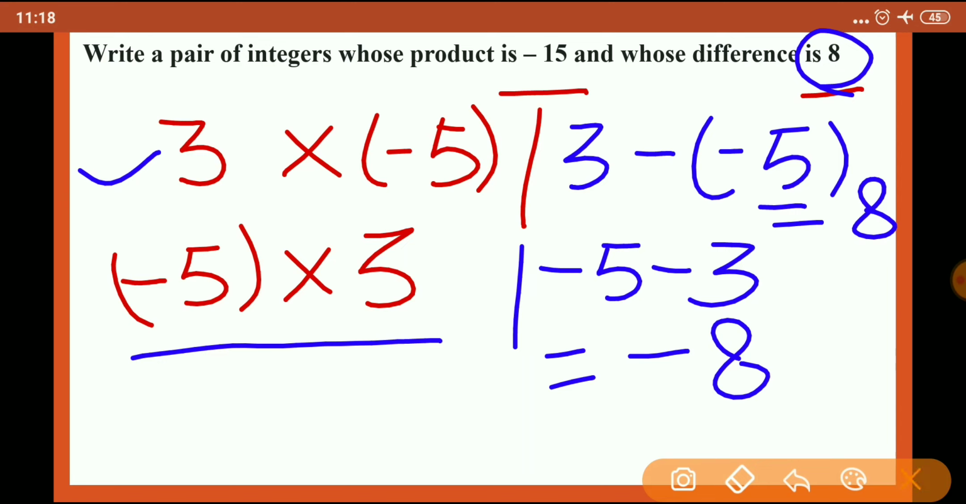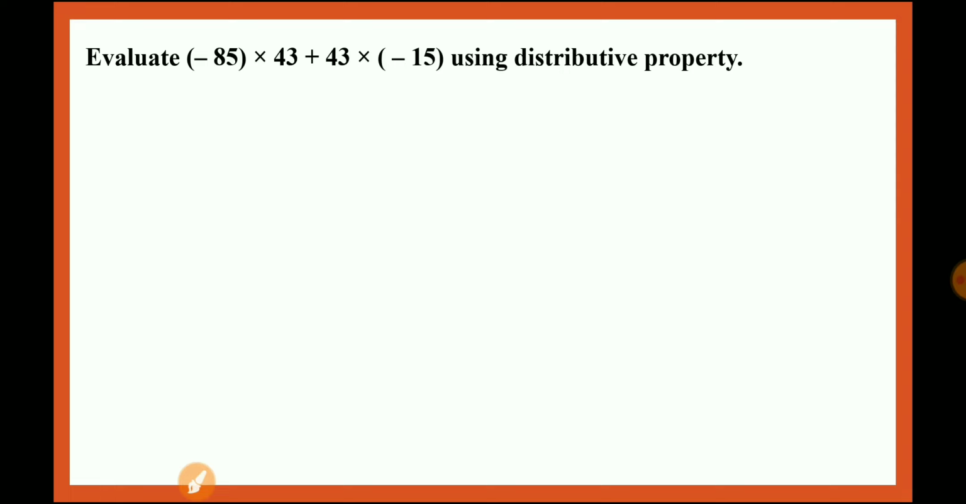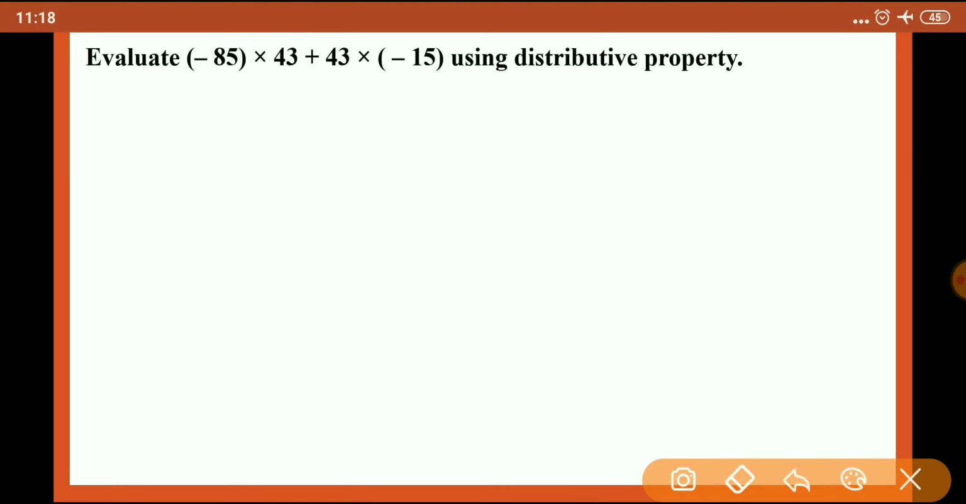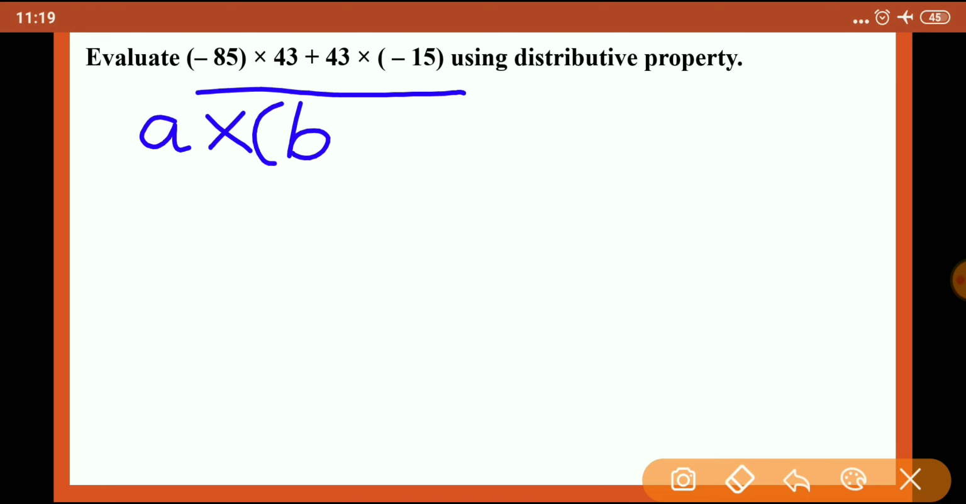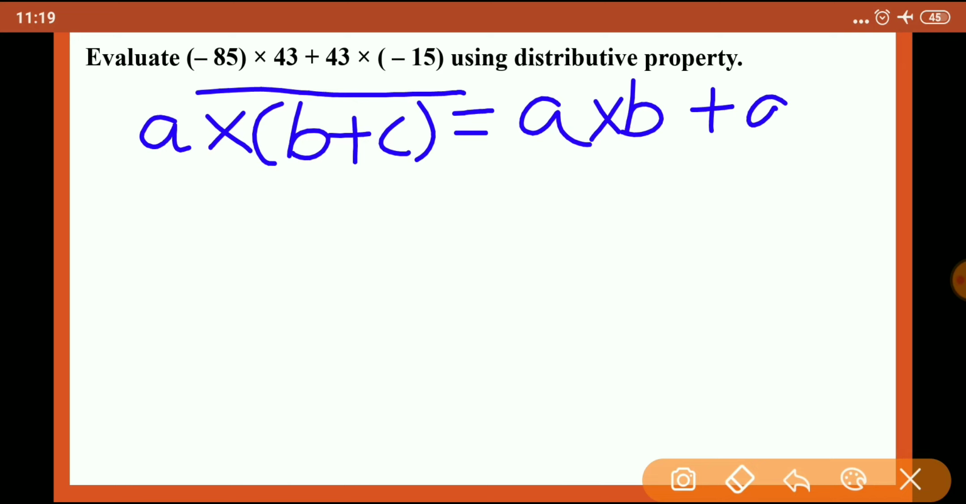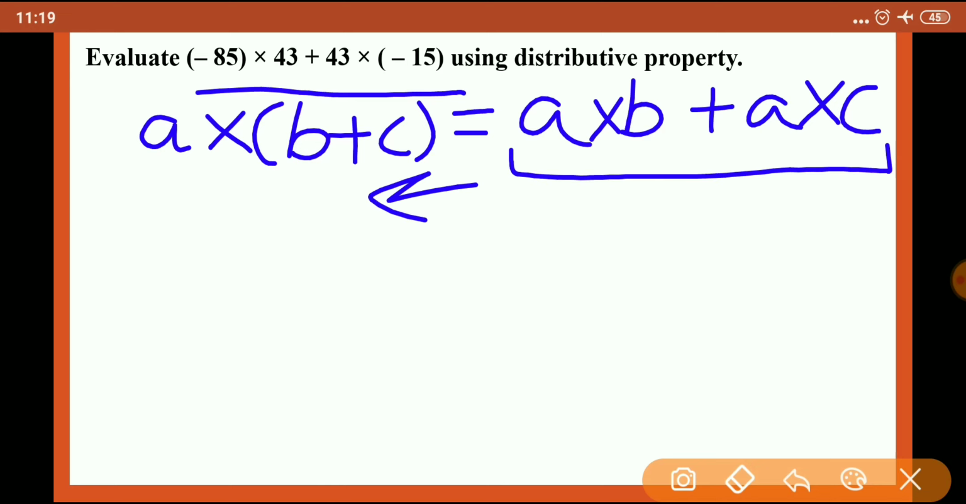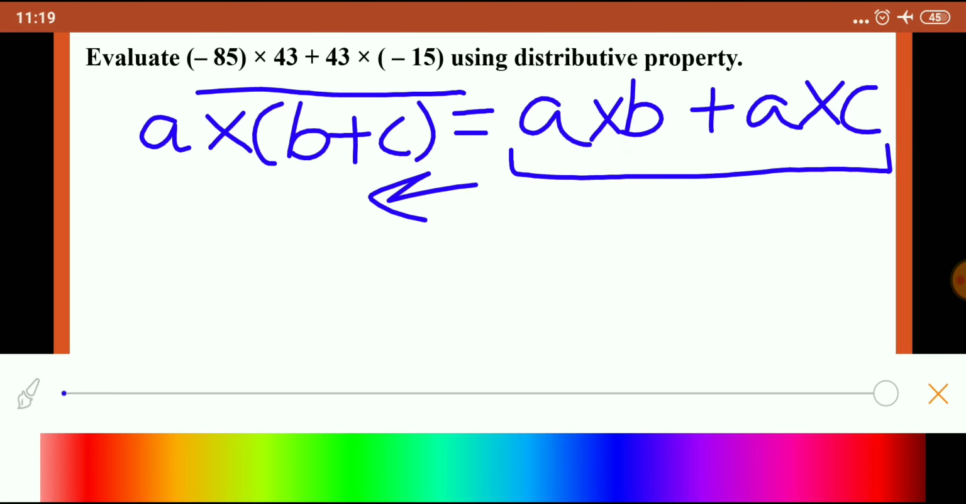Okay. Now next thing, evaluate using the distributive property. Now see what you will do. Distributive property means the simple one: if the number is in the form of a into b plus c, you can write it like a into b plus a into c. Simple. But if the thing is given in this form, can you write it in this form? Yes, we can write. Now see how you will write.